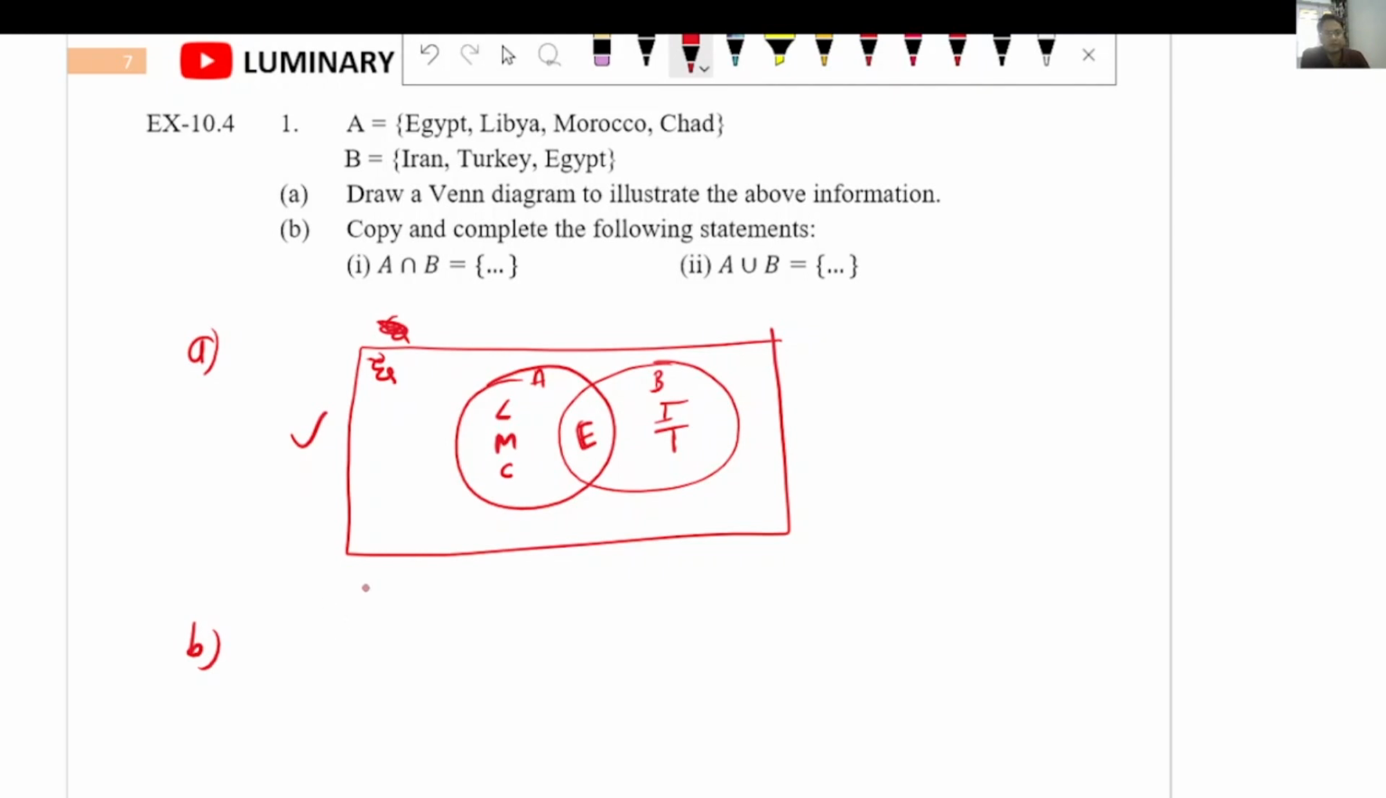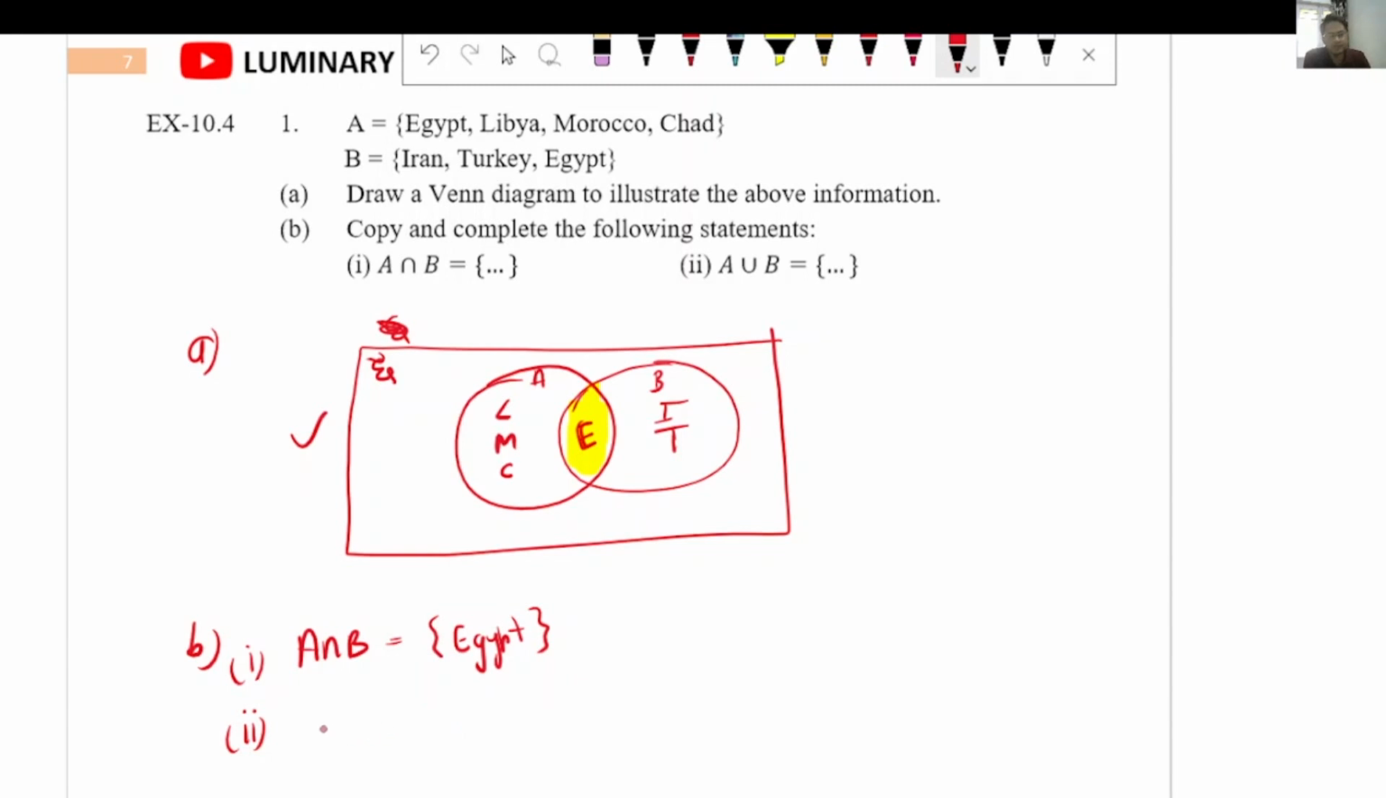Now in the next part it is written A intersection B. So the answer of A intersection B will be what? See, you know that intersection means the common part. So if you see, this is the common part, right? So this is A intersection B. So what will be your answer? Your answer will be Egypt. So this is the answer of the first part.